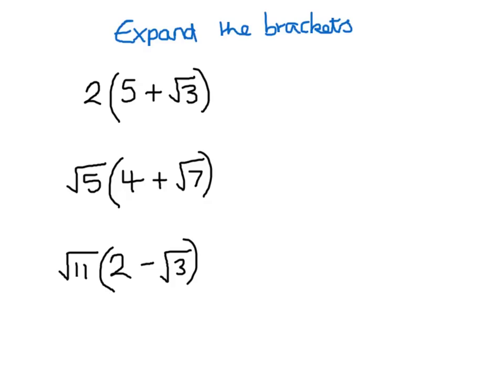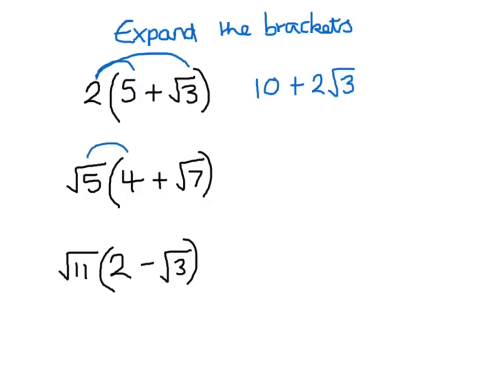Okay, this is expanding brackets involving surds. And it follows the exact same rules as when we've been expanding brackets before. So multiply everything inside by what's outside. 2 lots of 5 gives me 10. And then 2 multiplied by the square root of 3 gives me 2 lots of the square root of 3. And that's positive, so it's 10 plus 2 root 3.